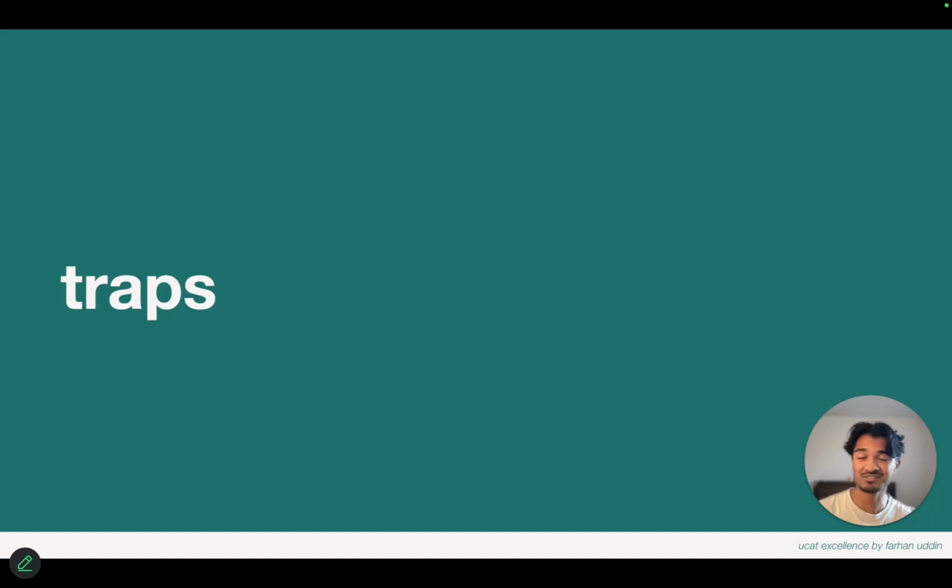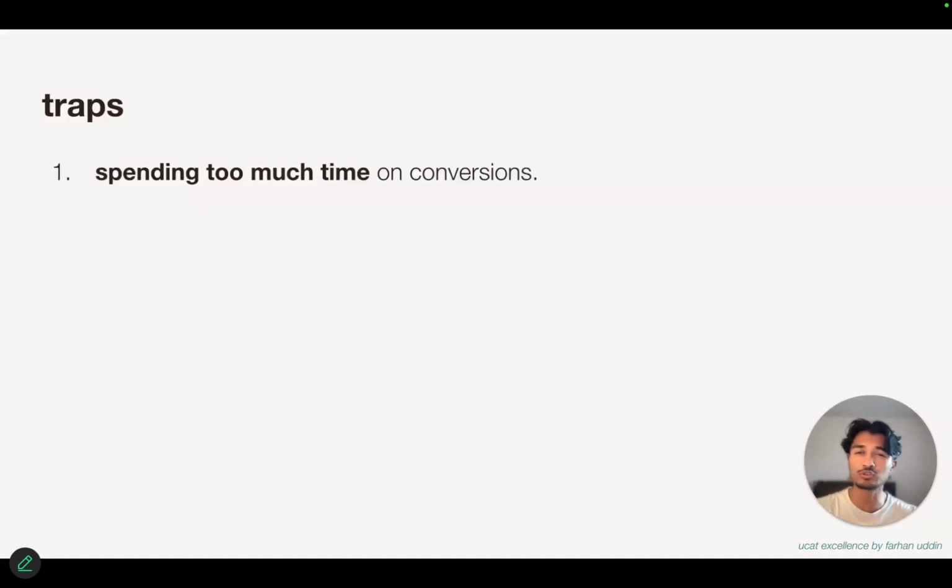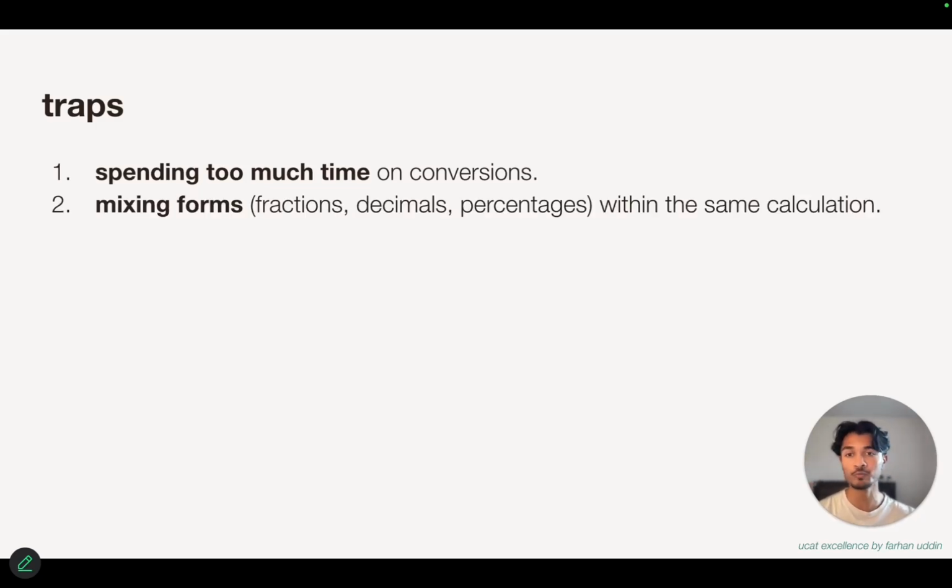Otherwise, here are just a couple of traps that students fall into when it comes to this. Number one is spending too much time on conversions. Guys, this has got to be lightning quick. You need that committed to memory. Two is mixing forms like fractions, decimals, or percentages within the same calculation. You just get confused this way, so stick to one. And three is reversing ratio order. It's the cardinal sin of ratio questions.